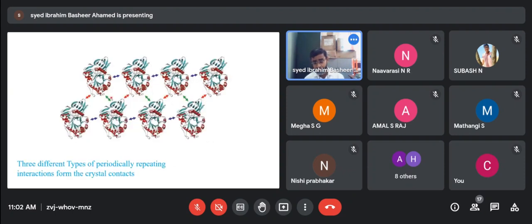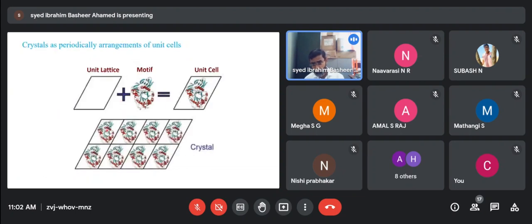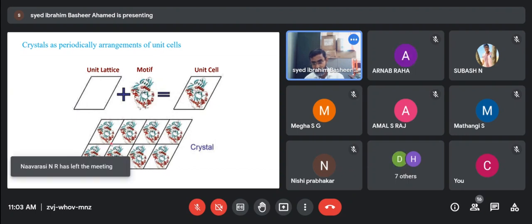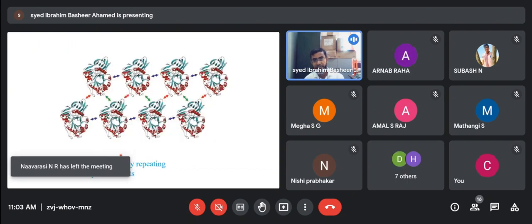Otherwise, I can say, between these two molecules, between these units, there will be some interaction. Here also I can have some kind of interaction, and here also. So I will have interaction to this molecule, to this molecule, to this molecule. You can see three different colored arrows, blue, green, red.